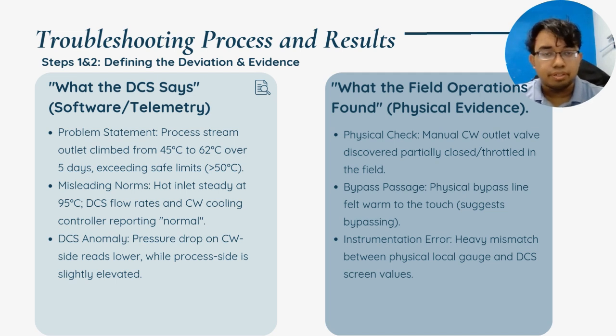So secondly, what field operations found, the physical evidence. Physical check: the outlet discovered, partially checked parameter in the field. Bypass passage: the physical bypass line felt warm to touch, suggests bypassing. Instrumentation error: heavy mismatch between the physical local gauge and the DCS screen values.